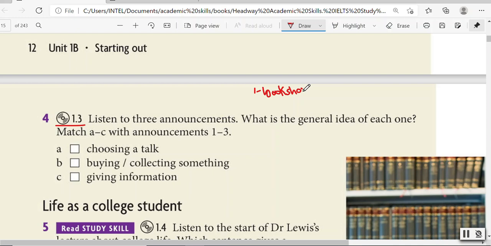Okay, dear students, you heard this audio. And for the first one, you must write down the keywords, okay? The keywords means the most frequently used words. Write down the keywords and the most important words in that speech.